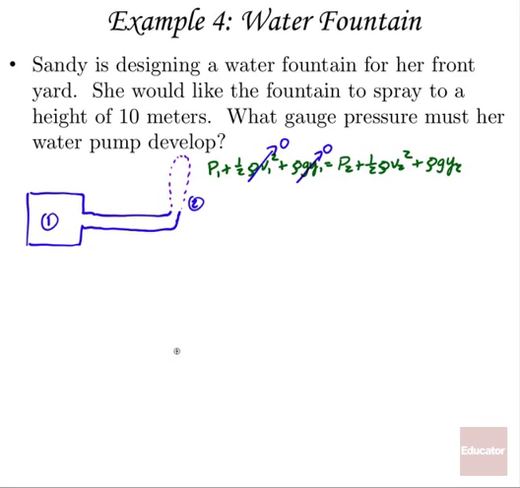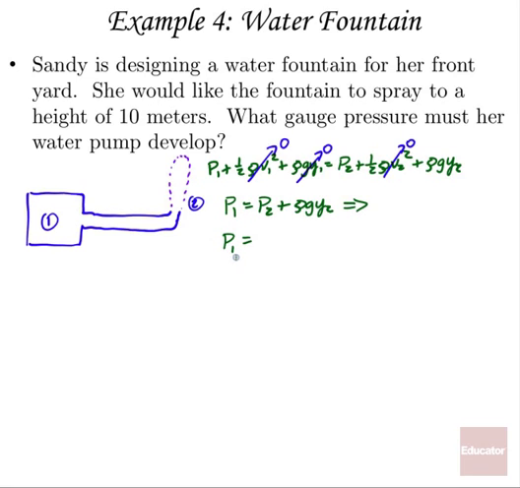On the right-hand side, at its highest point right here, we want the velocity of the water to be 0. That's what happens when it gets to its highest point. So velocity 2 will go to 0. Therefore, pressure 1 will equal pressure 2 plus rho G Y2. We're looking for pressure 1.